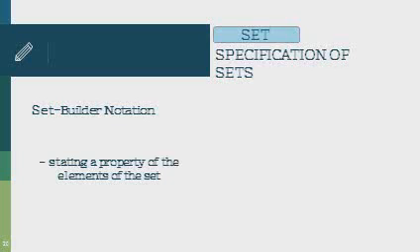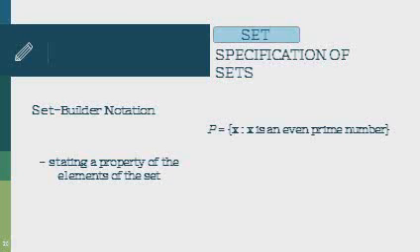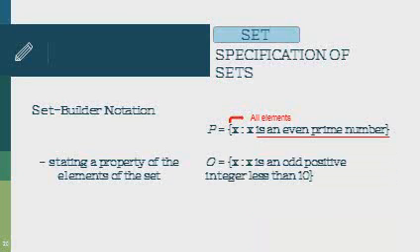Set builder notation is stating a property of the elements of the set. This is usually what you will see in the exam. P is equal to X such that X is an even prime number. Set O is equal to X such that X is an odd positive integer less than 10. What are the elements? X is an odd positive integer less than 10, so that is 1, 3, 5, 7, 9.